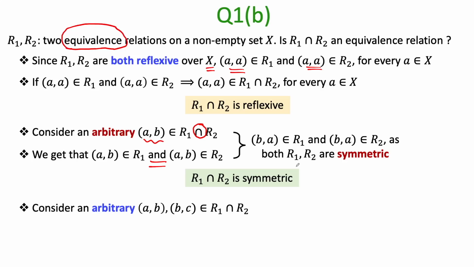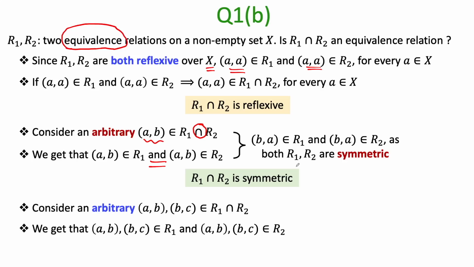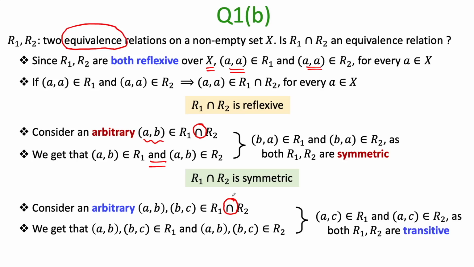Now consider the transitivity property, for which I consider arbitrary ordered pairs A comma B and B comma C to be present in the intersection of R1 and R2. Since they are present in the intersection, the two ordered pairs will be individually present in both R1 as well as in R2. And since R1 and R2 are individually equivalence relations, each of them satisfies the transitivity property, due to which I get that the ordered pair A comma C is present in both R1 as well as in R2, and hence the ordered pair A comma C will be present in their intersection as well.